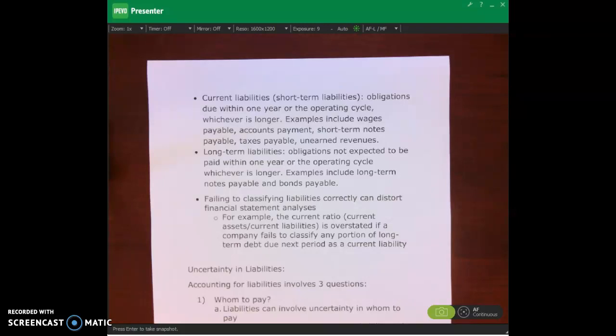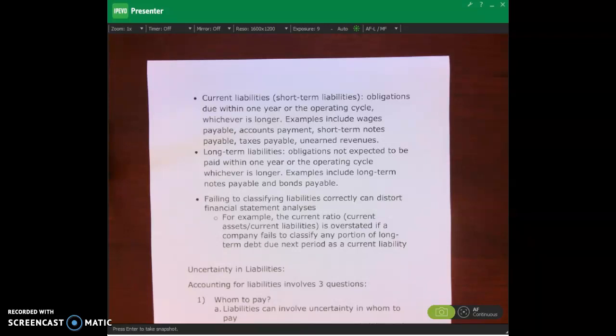Remember we talked about that back in chapter 4, the classified balance sheet, where we said we need to break out our assets into current assets and non-current assets, and also our liabilities into current liabilities and non-current liabilities. And why do we need to do that? Well, it makes it easier to calculate financial ratios. For example, back in chapter 4 we talked about the current ratio, which we define as current assets divided by current liabilities.